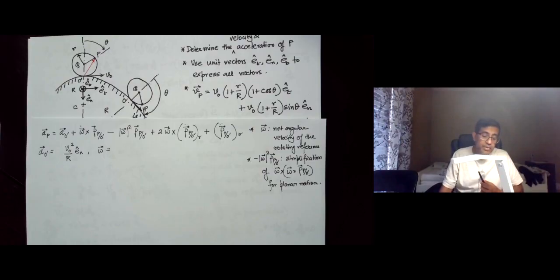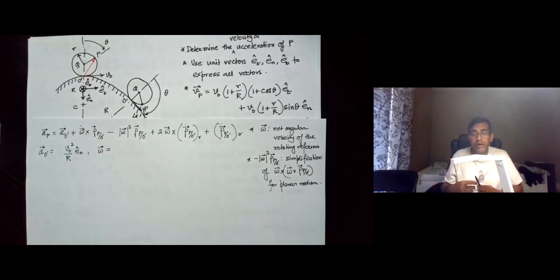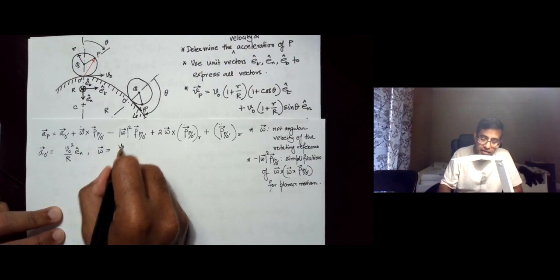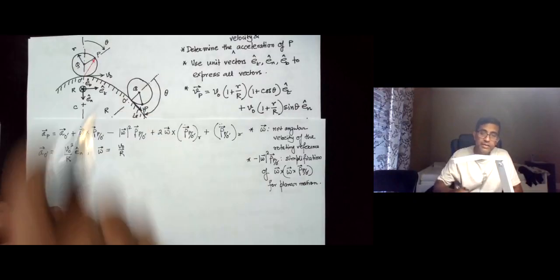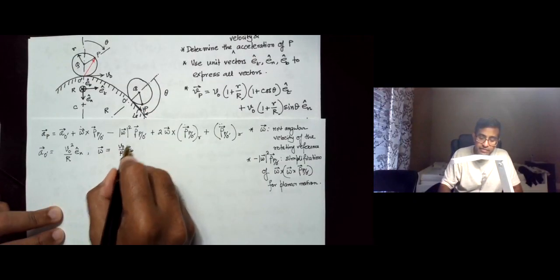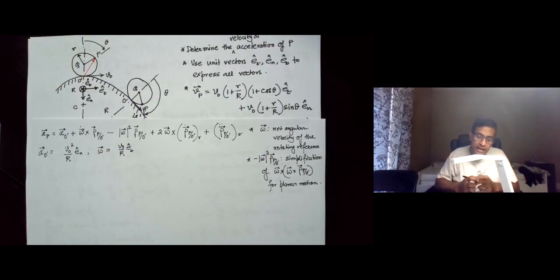It is divided by capital R because clearly V naught is perpendicular to R, because V naught is tangential to the surface. So it is V naught divided by R, and it is clockwise if we are looking at this page, so it is in the EB direction. Alright, so that's the angular velocity.